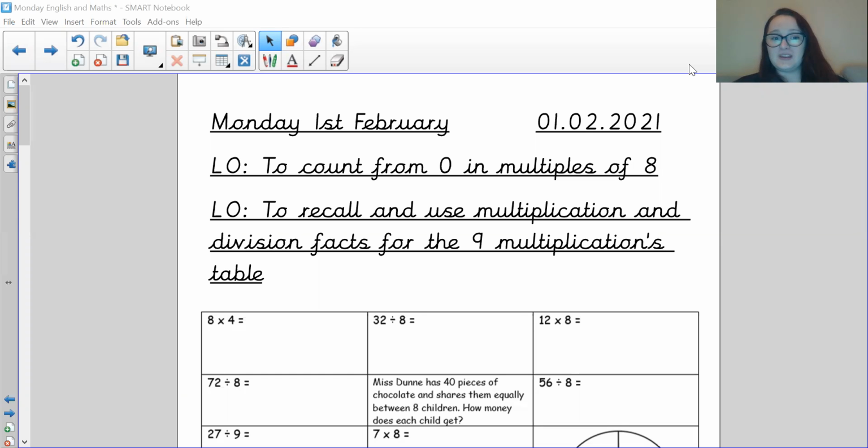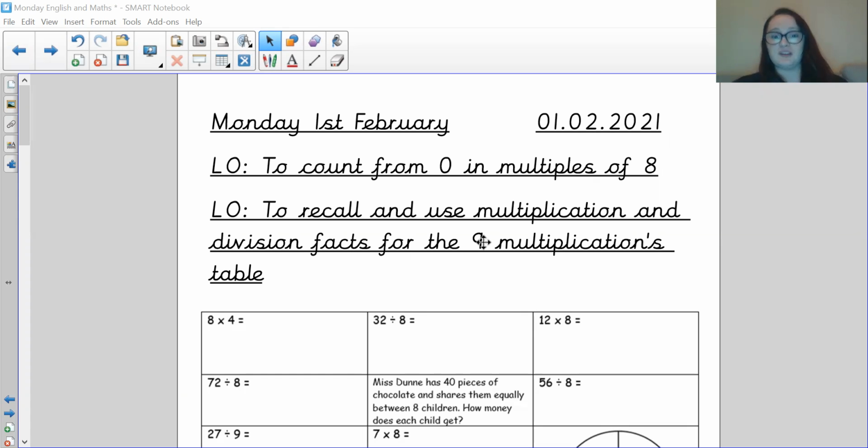Now, it is Monday, the 1st of February. I've put the short date here, as you can see, so it's 01.02.2021. Okay, and we've got two learning objectives today, and I know that sounds really confusing, but we're going to be getting all this included today.